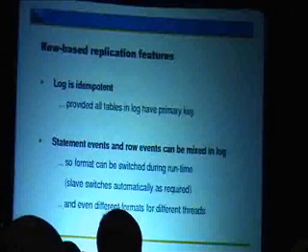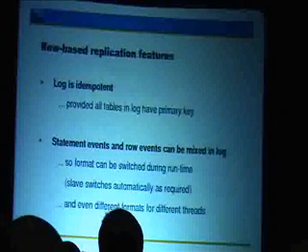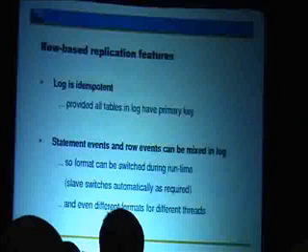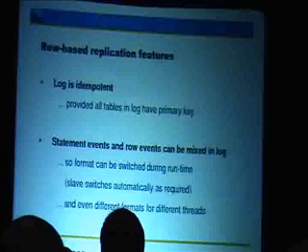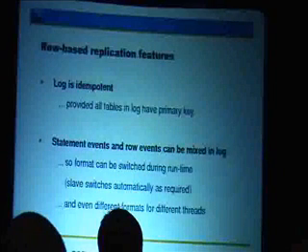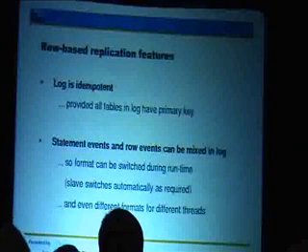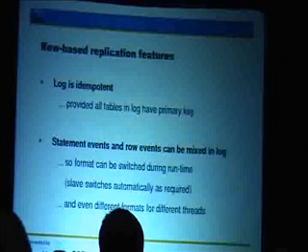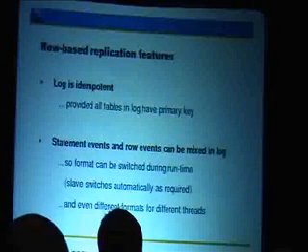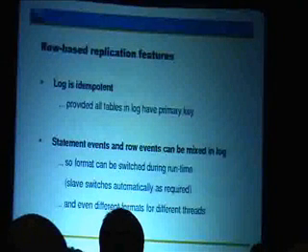So one of the row-based replication features is that the log is idempotent, which means that you can execute it several times. The log only has information about what should be put there. So if there already is a row on the slave, it will just overwrite it. So you can actually execute the log twice, and you get the same result as if you execute it once. That is true for the data in row-based replication. So you should have a primary key on the table. If you don't have a primary key, you will get a full table scan.